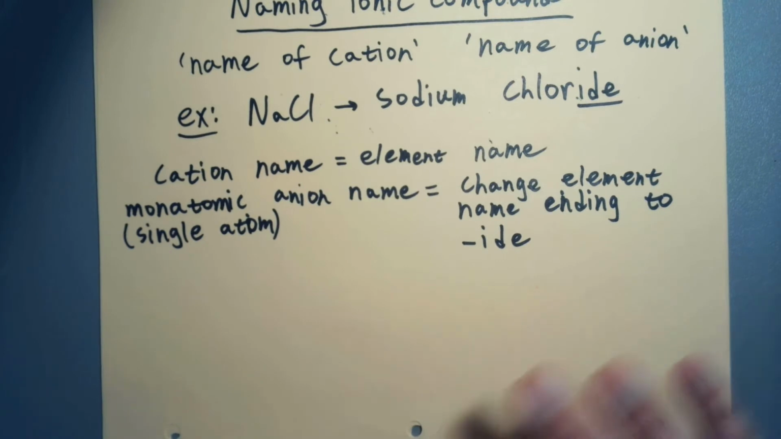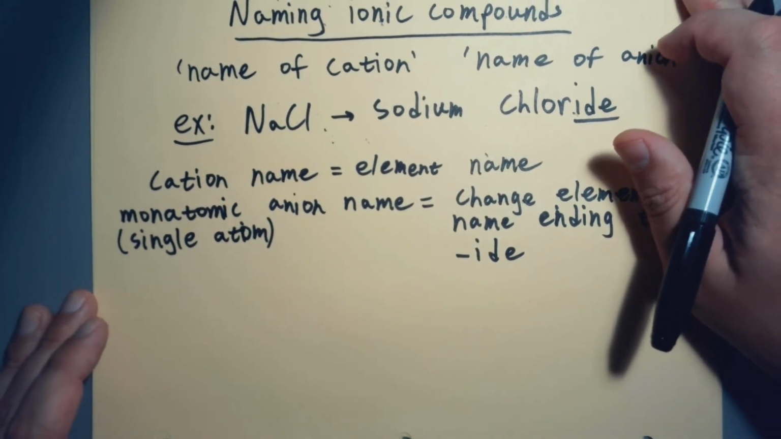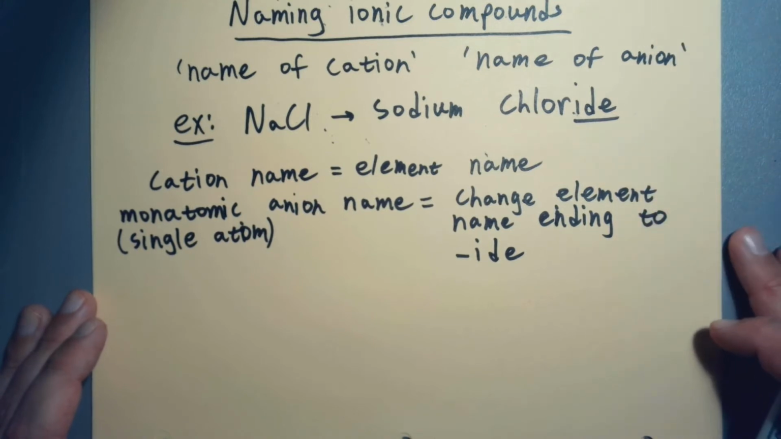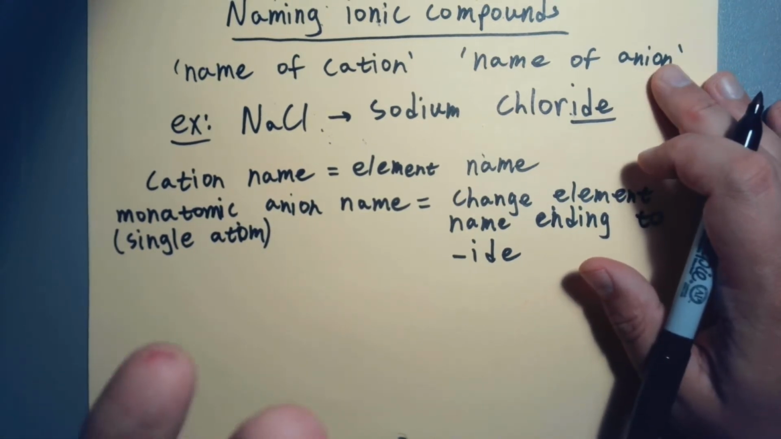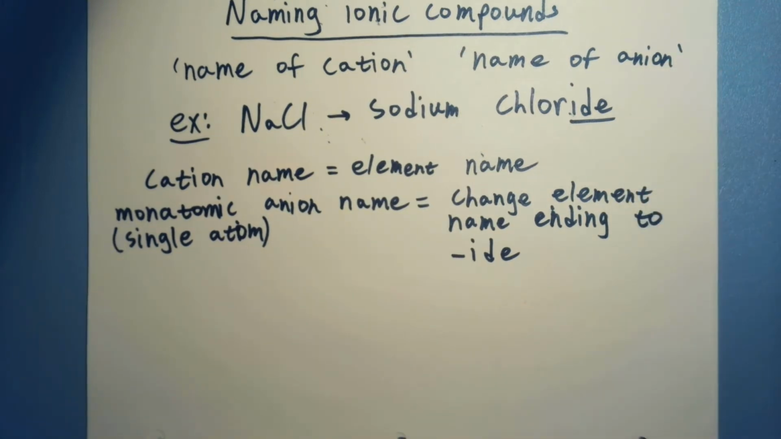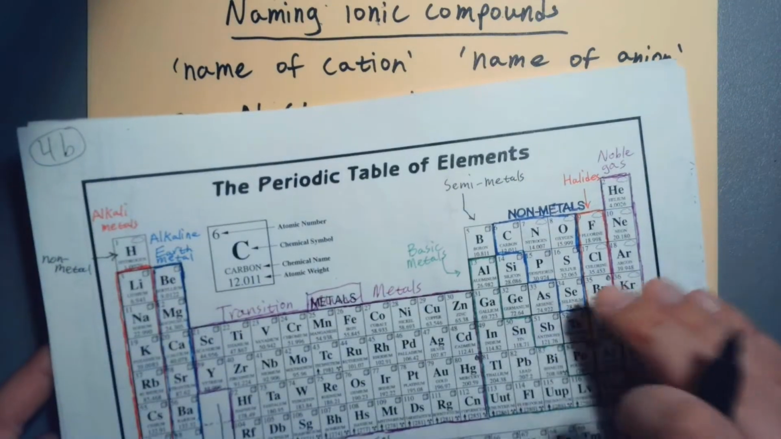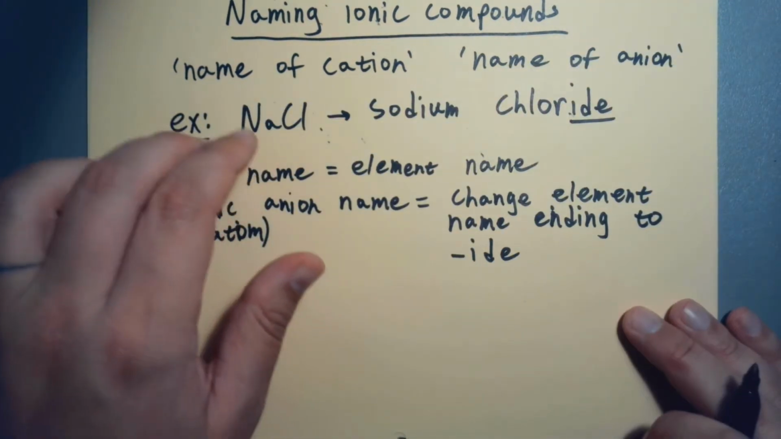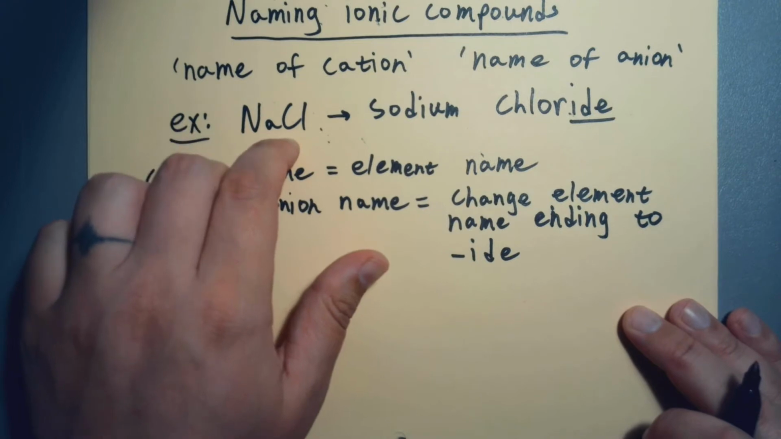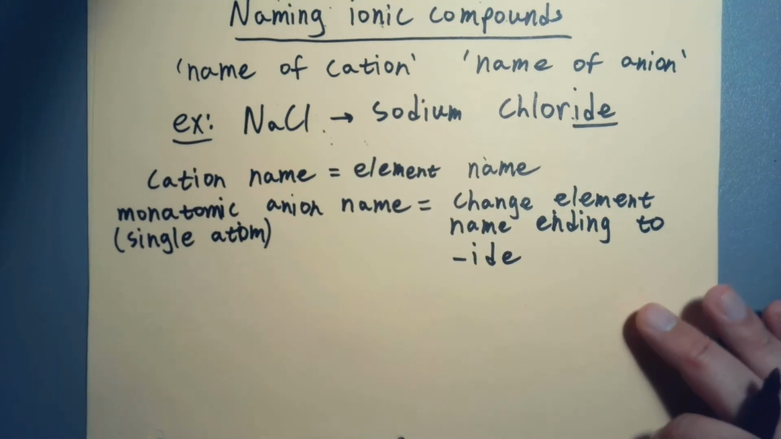And this is the exact same process we're going to do the whole time. Now it actually gets a little bit easier when you deal with anions that are polyatomic ions, because that's just the name of the anion. It's the name of the polyatomic ion. So you don't have to change any endings or anything like that. But for monatomic, when it's single atom, and you're just pulling a value off the periodic table, you got to change the ending. So this isn't sodium chlorine. This is an ionic compound named sodium chloride.